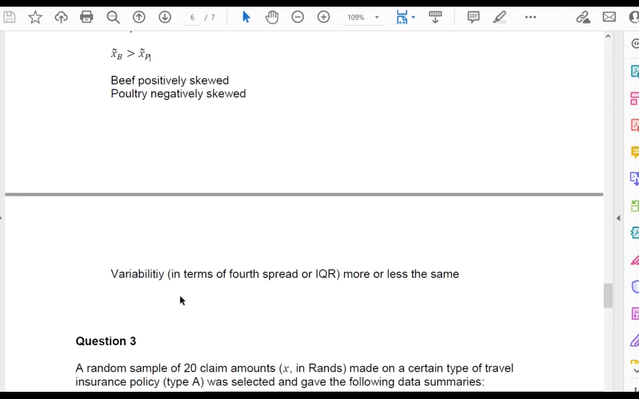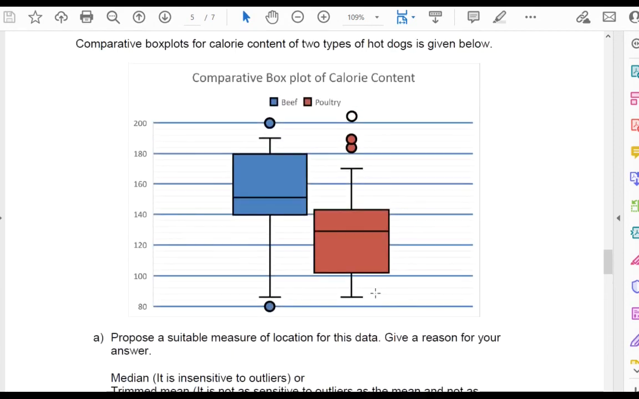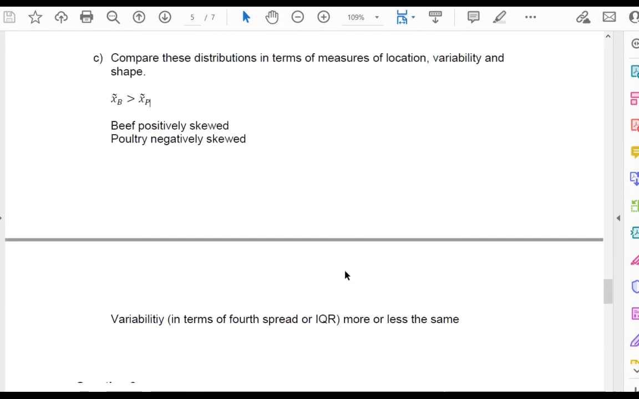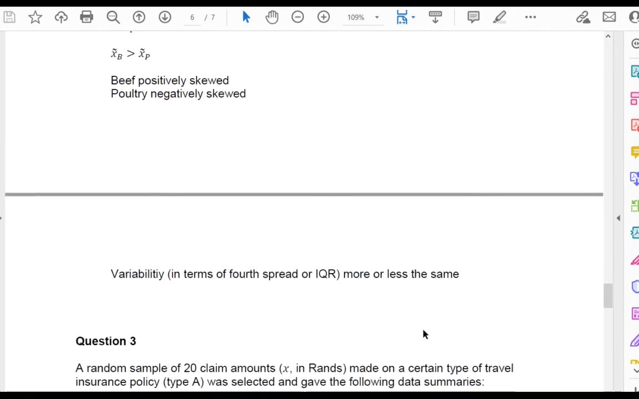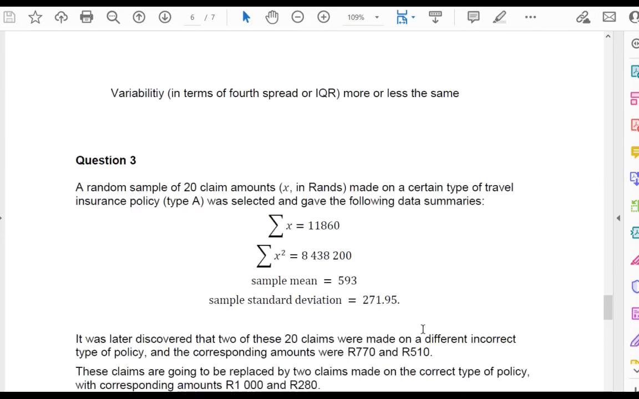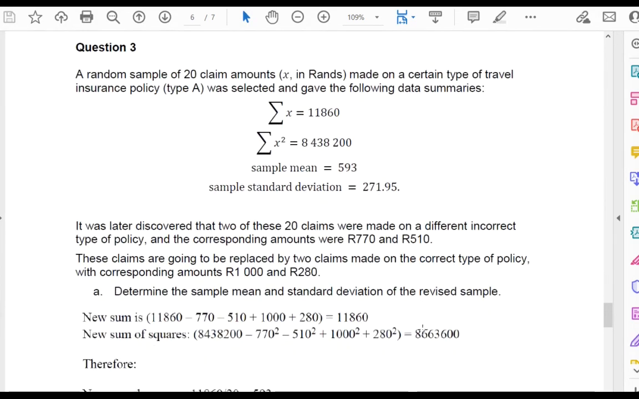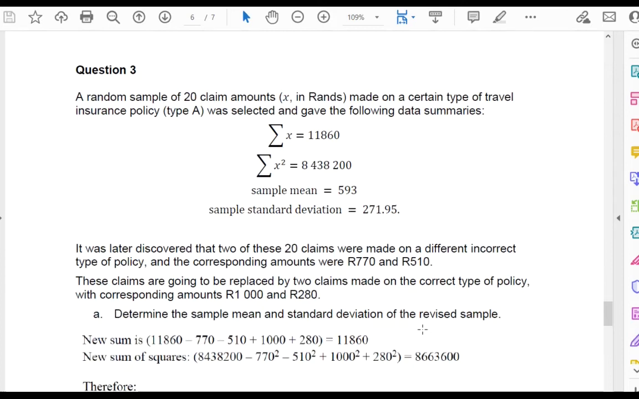And then in terms of variability, in terms of the fourth spread, if we look at the size, remember the fourth spread is the difference from here to here only, right? And they're about the same size. So we commented here and said that they're more or less the same, the spread of the data. Okay, so let's now have a look at question 3.